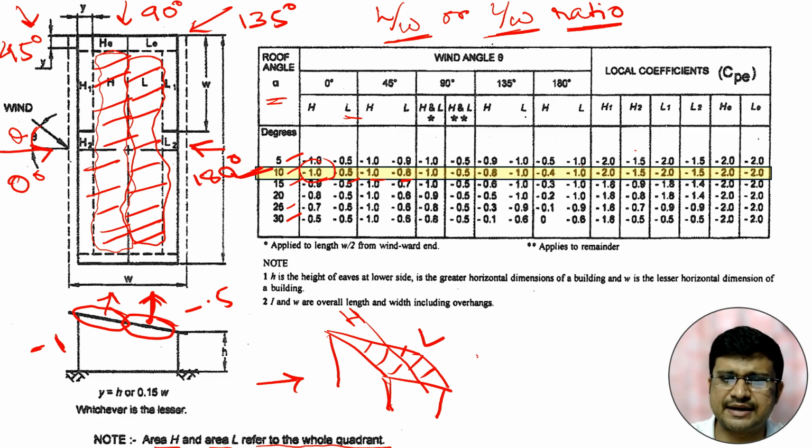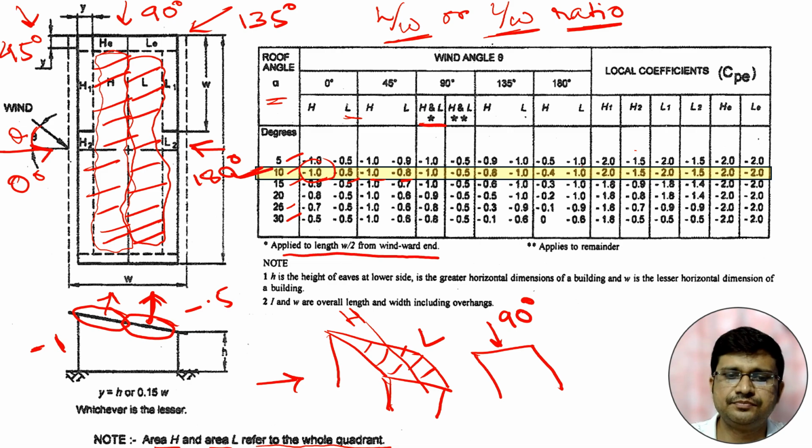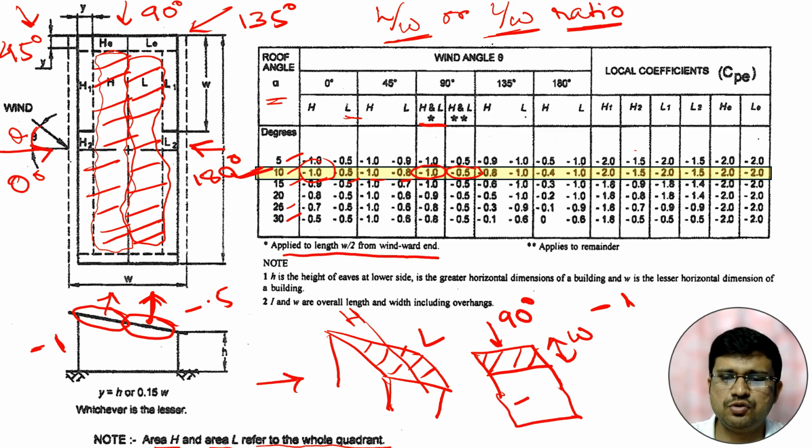When wind is coming from 90 degree, means this direction, this is 90 degree, at that time for both H and L the star is actually applied to length W by 2 from windward end. W by 2 is how much? W is the width, and up to W the value will be -1. After that it will be -0.5 for both H and L. That means up to certain length, up to W, here the value will be -1 and after that the value will be -0.5. So how much is W? We will go for a real life problem and then we will see how much is W.